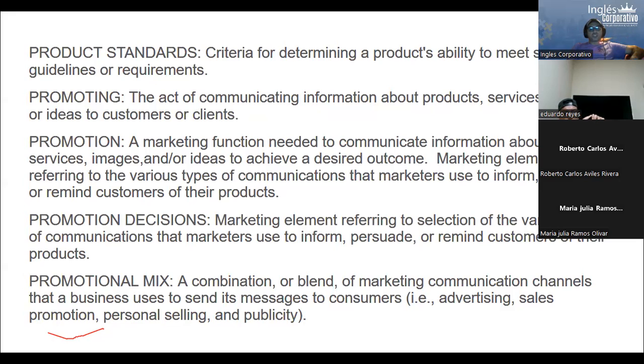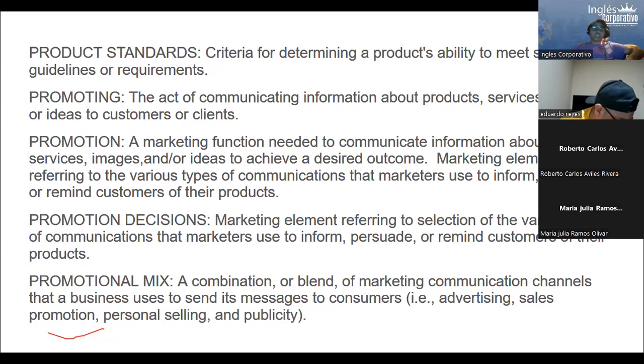Okay, promotion decisions. Who wants to read promotion decisions? Promotion decision. Marketing element referring to selection of the various types of communication that marketers use to inform, persuade, or remind customers of their product. Okay, so those are promotion decisions.